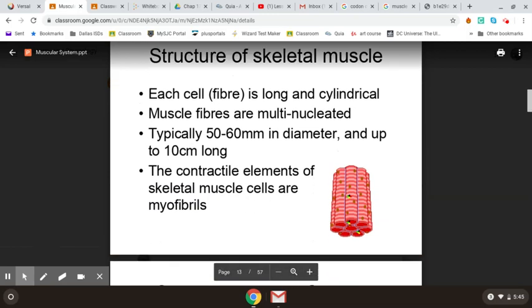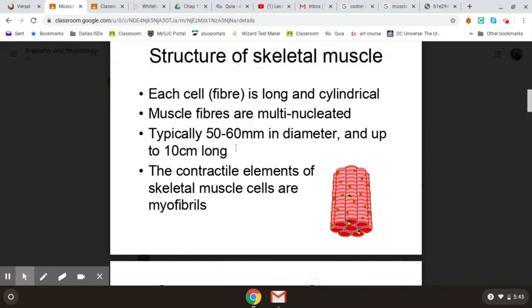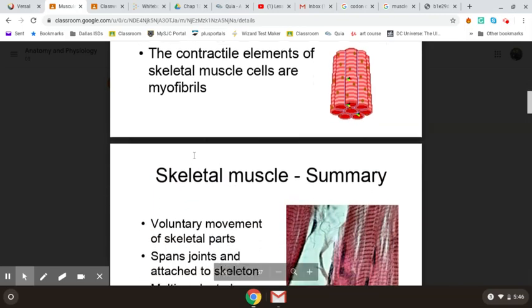Each fiber of a skeletal muscle is a cylinder. It's a long fiber, which is cylindrical shaped. They are multinucleated again, like I said. They are typically between 50 and 60 millimeters in diameter, and they can be up to 10 centimeters in length. A normal 12-inch ruler is 30 centimeters, so you could have a 10 centimeter long muscle fiber, which would be as long as a third of a foot ruler. The contractile elements are these things called myofibrils. There's that term myo again.